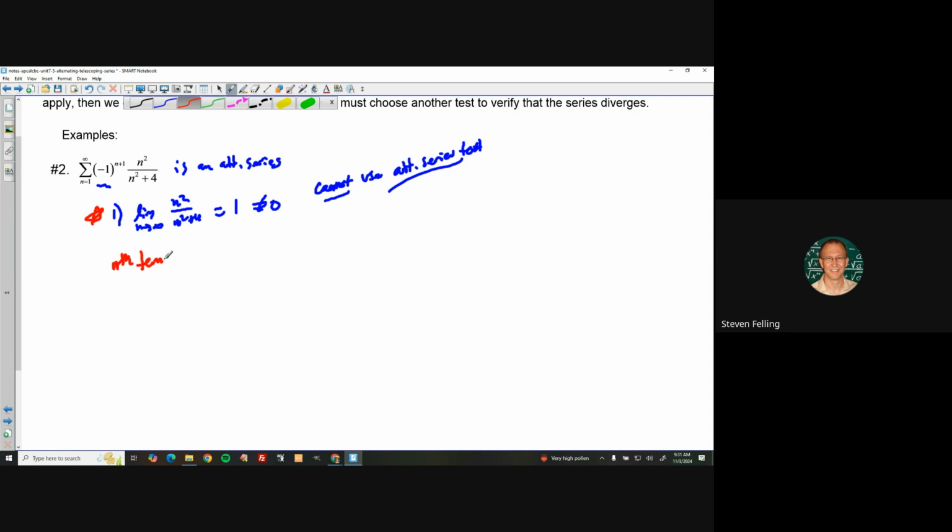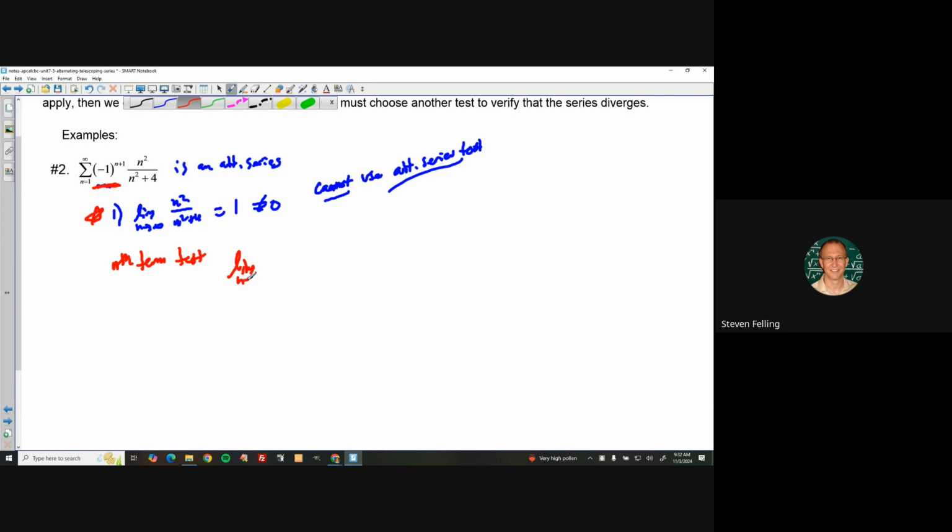Remember, the nth term test for divergence just said that it doesn't matter. There's a theorem that says that if the absolute value of the series converges, then including the negative signs also converges or diverges, works either direction. And therefore, we just ignore this part when we do the a-n rule.